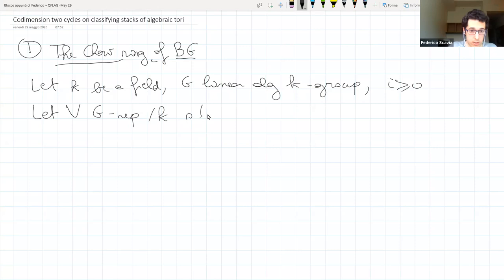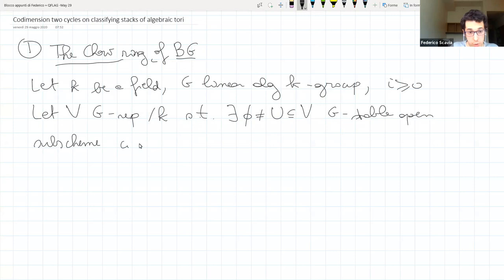such that there exists some non-empty G-stable open subscheme of V, which we call U, such that the codimension of the complement of U is bigger than i, so it's at least i plus one. And also there exists a G-torsor U maps to U over G.